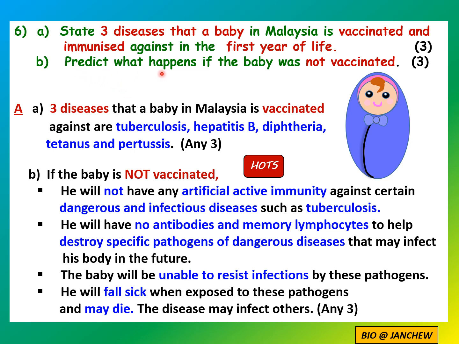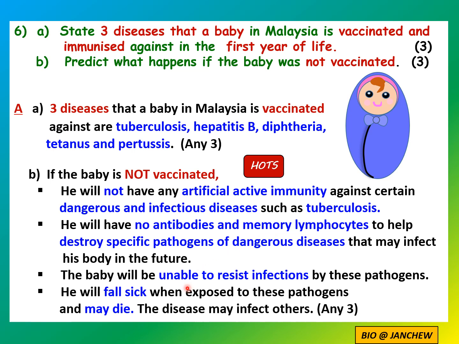Now, second question, predict what happens if the baby was not vaccinated. Okay, so if the baby was not vaccinated, he will not have any artificial active immunity against these certain dangerous and infectious diseases, such as tuberculosis. He will have no antibodies, no memory lymphocytes to help destroy the specific pathogens of these dangerous diseases. Okay, because he was not given any injection of any vaccine to stimulate the production of antibodies and to cause the memory lymphocytes to be formed.